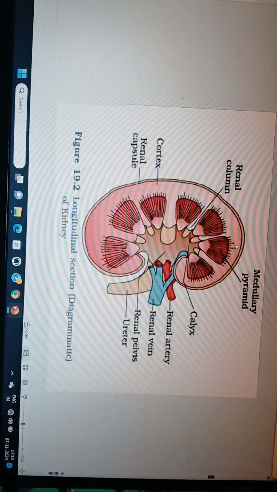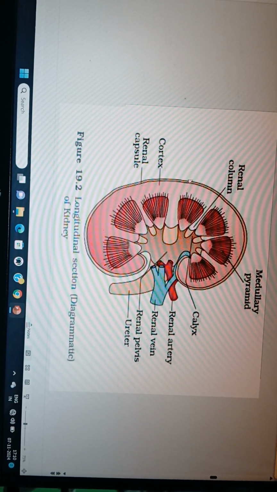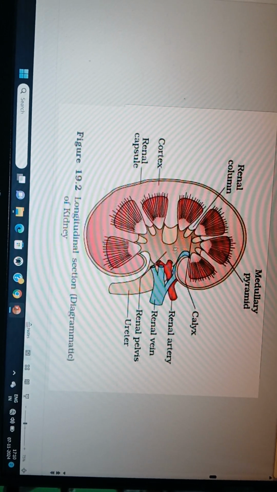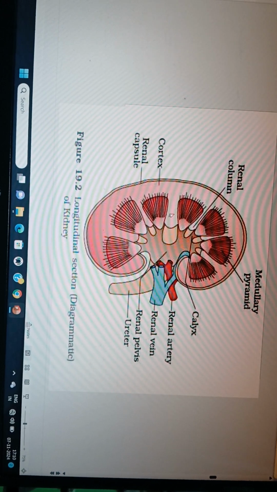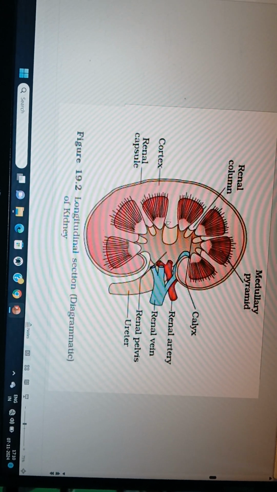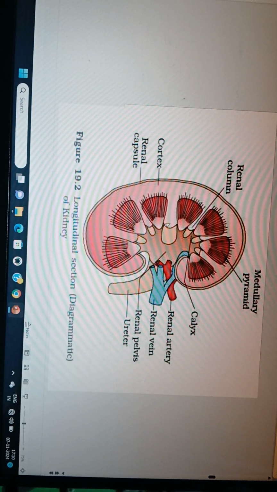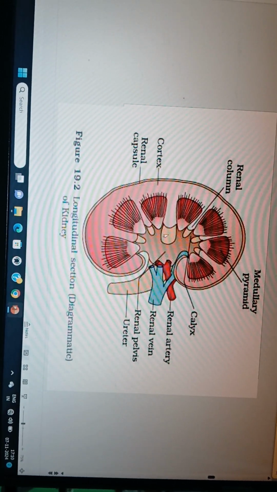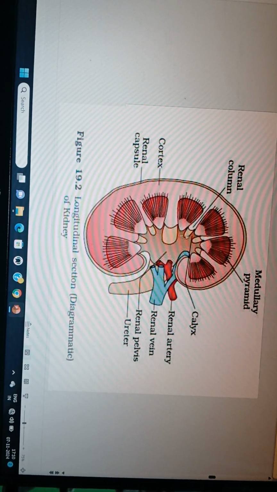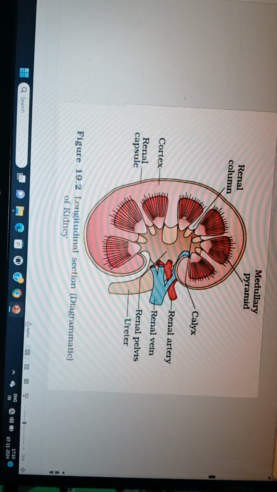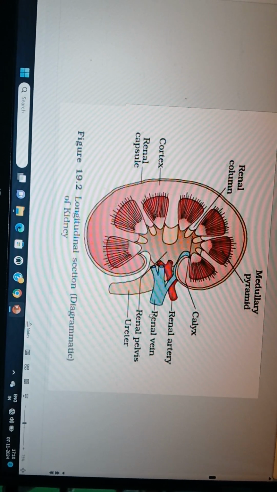So first you have to know the length of the kidney, 10 to 12 centimeter, the width of the kidney, 5 to 7 centimeter, and the thickness of the kidney, 2 to 3 centimeter, and the weight of the kidney is 120 to 170 grams.